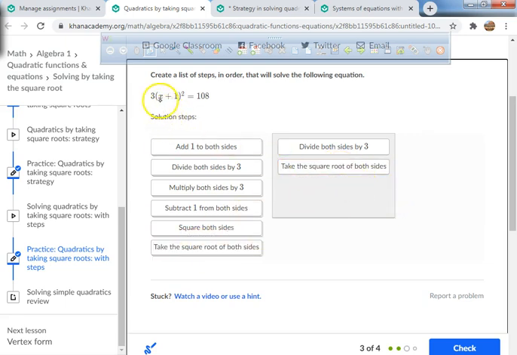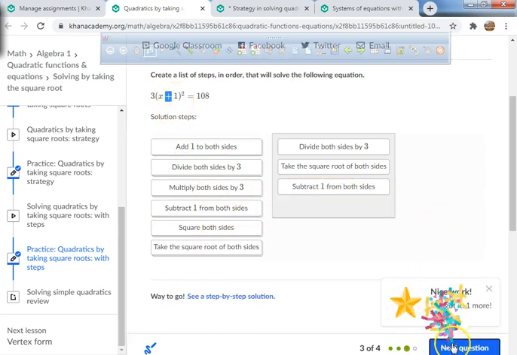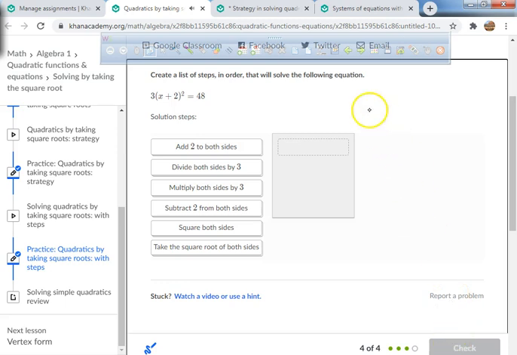So after we take the square root, what's inside the parentheses? A positive 1. So what are we going to do to both sides? Subtract 1 from both sides. There's just 3 steps on that one. Okay? Here, just a couple, 3 steps as well.